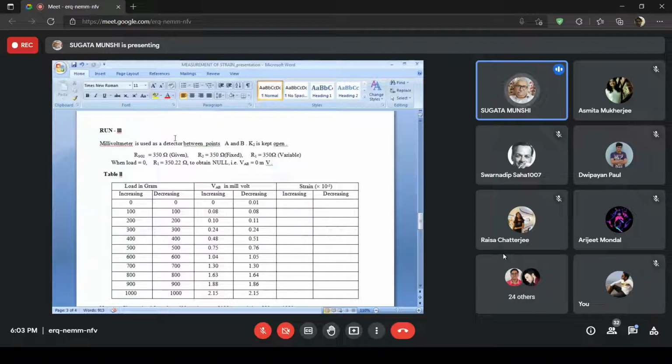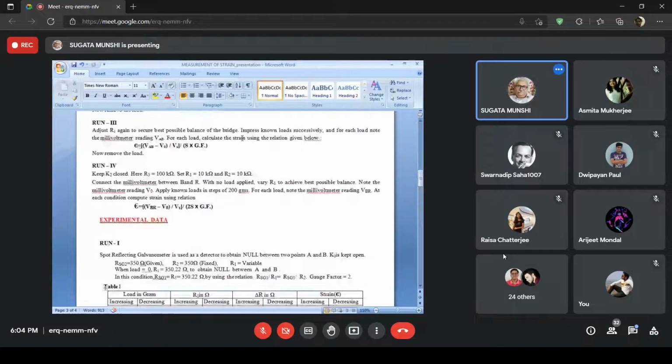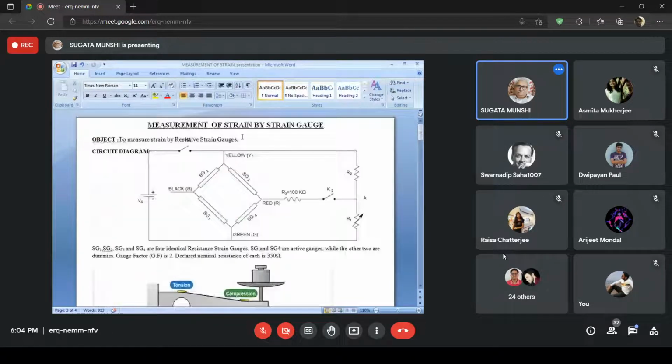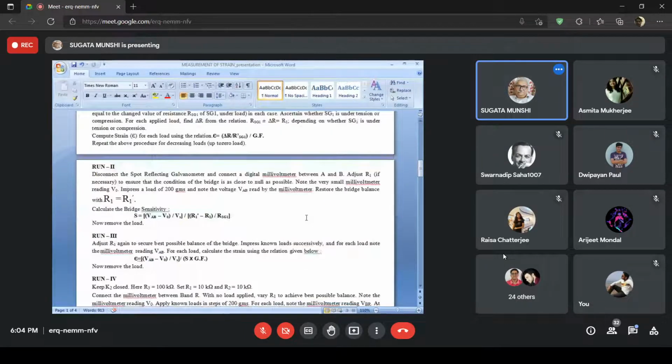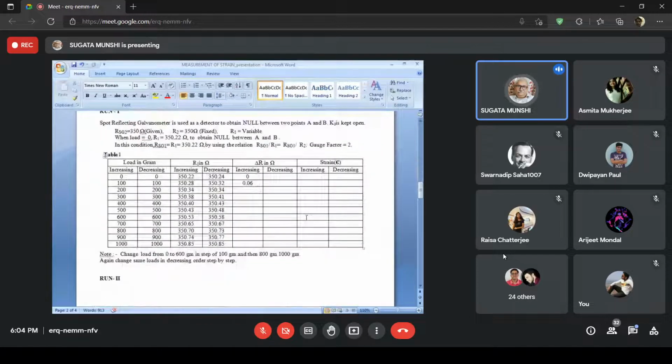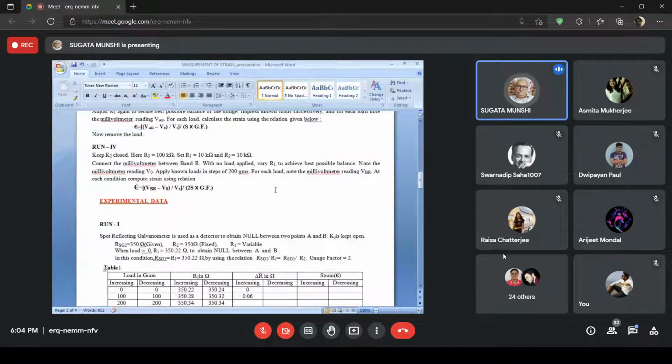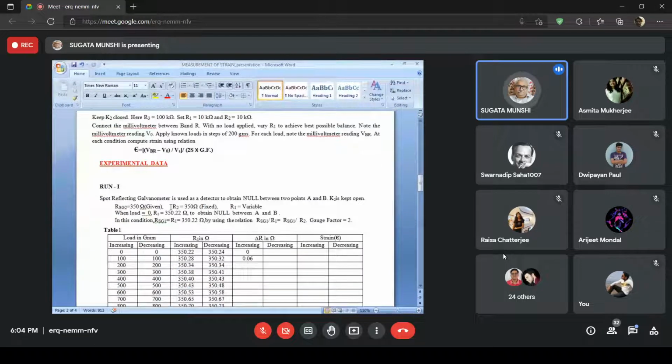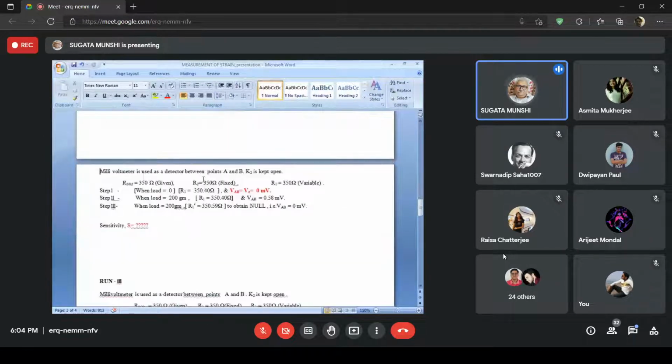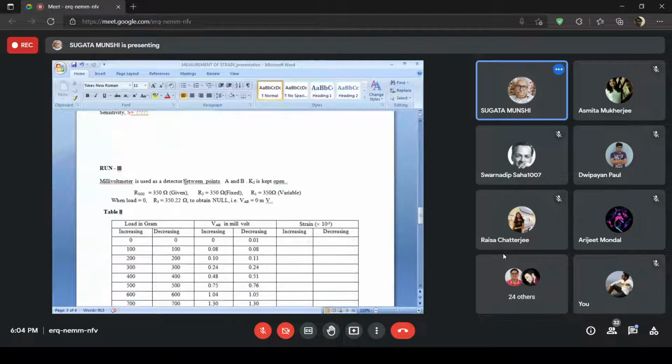The millivoltmeter is again used as a detector between points A and B. K2 is open. Same arrangement. Now we are going for the millivoltmeter direct readout method. Why did I go through these steps? Because by the direct readout method, if you want to obtain the mechanical strain, you require the value of the sensitivity. Unless you do that, you cannot find it out. So that's why these readings were taken.